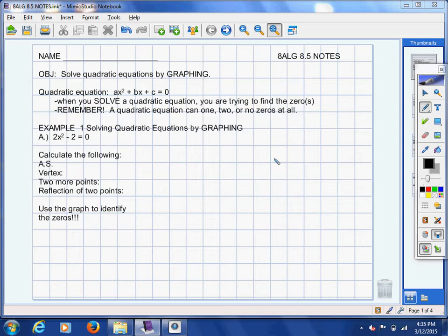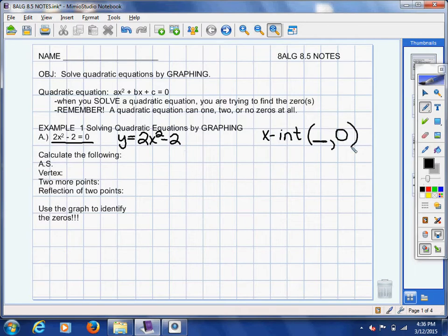We're going to solve 2x squared minus 2 equals 0. Now that's the same thing as y equals 2x squared minus 2. We just replaced y with 0 because the x-intercept, remember, is always some number and y is 0 in an x-intercept, always. Okay? So remember, x-intercepts are always some number, but the y is always 0. So that's why we zero out the y, in case you were wondering.